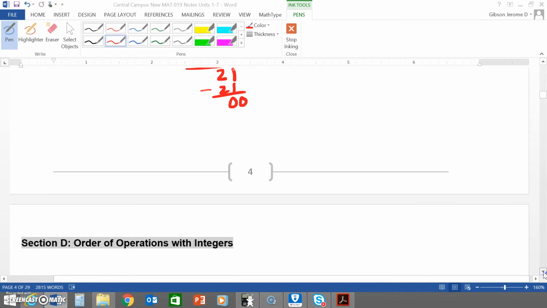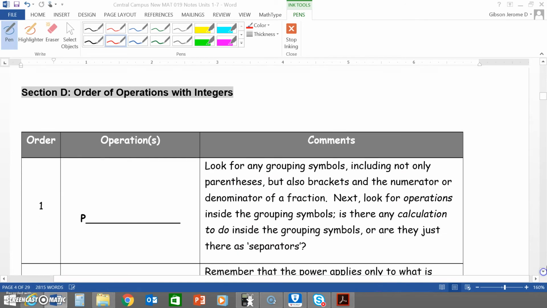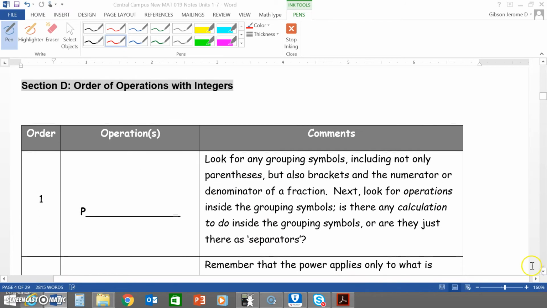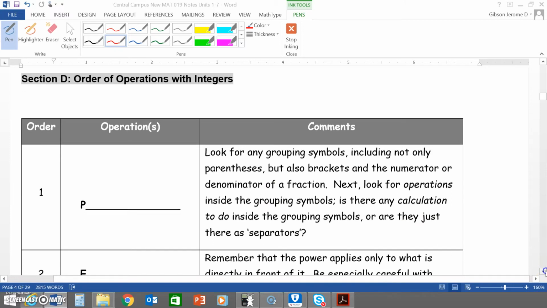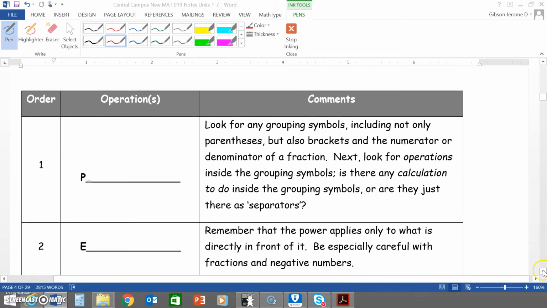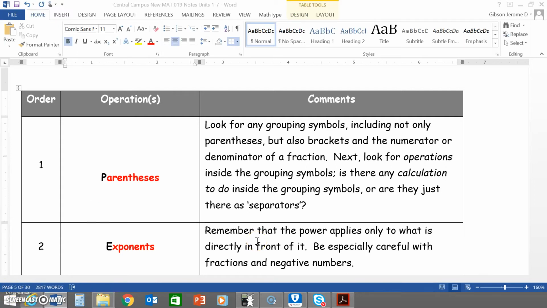Now, we scroll here to page to section D, order of operations, and this is page 5. Okay, now our order of operations, as we know, the first thing we have here is parentheses. Okay, class, initially I ran into a little technical difficulty, so I had to type this in. So our first operation is parentheses.